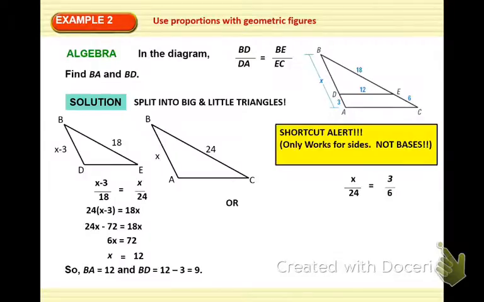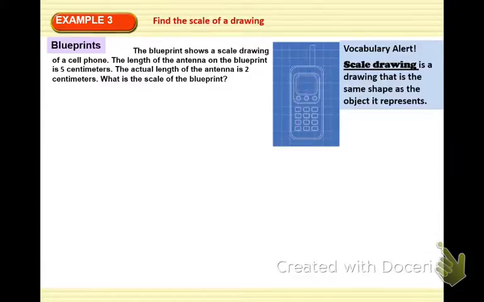Here we have the blueprint shows a scale drawing of a cell phone. The length of the antenna on the blueprint is 5 centimeters. The actual length of the antenna is 2 centimeters. What is the scale of the blueprint? So a scale drawing is a drawing that is the same shape as the object it represents. So what would be the scale of the blueprint?